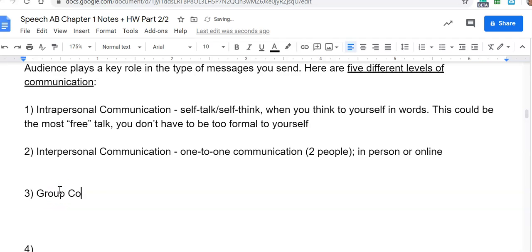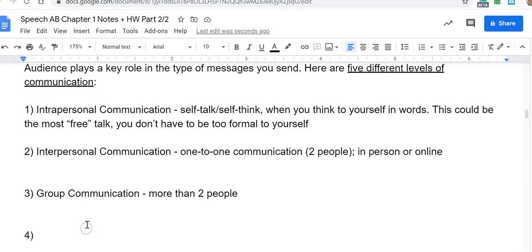Number 3, group communication. This is when you've got more than 2 people. For you guys as 8th graders, you're probably thinking group communication means group projects. Or sometimes when you're in a team, like a football team or a soccer team, that's also group communication. Maybe when you're just hanging out with your friends in a park, you have a certain way of communicating in a group so that not everyone feels left out. So you've got more than 2 people, pretty much 3 or more individuals.